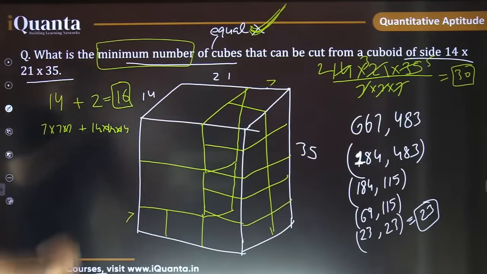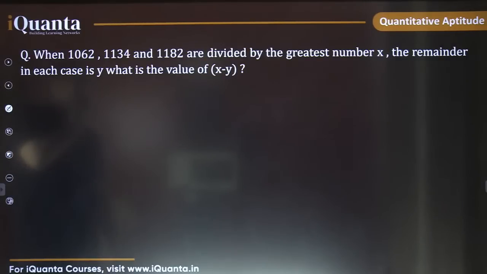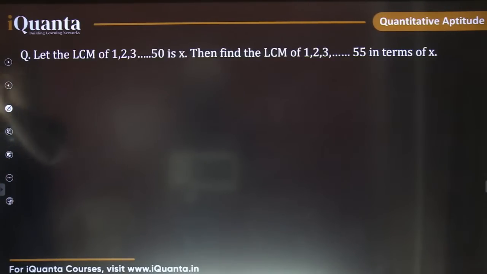Good. Let's move further now. Another question of HCF. I think you can do it easily. If you wish, you can take a screenshot. You can do it later also. I would prefer to move further to discuss some of the remainders part.